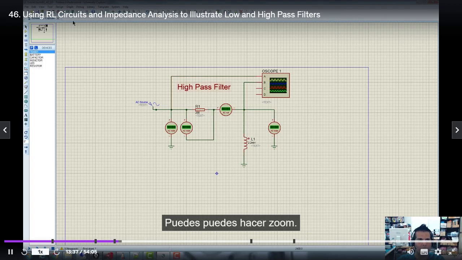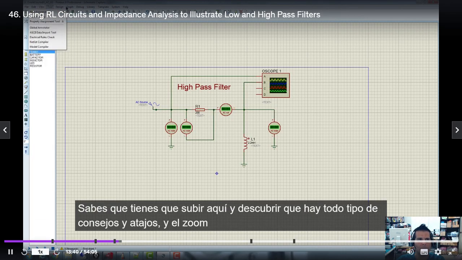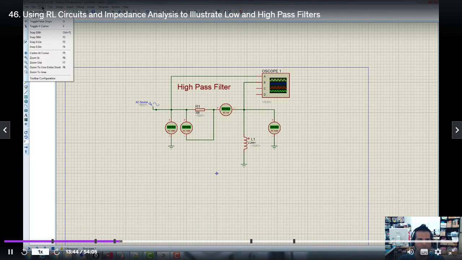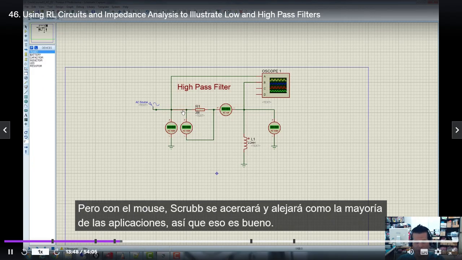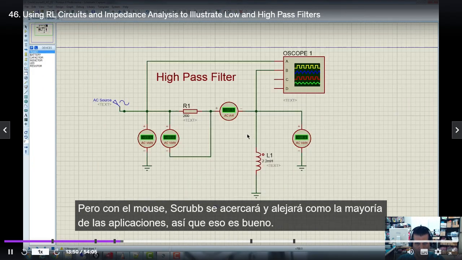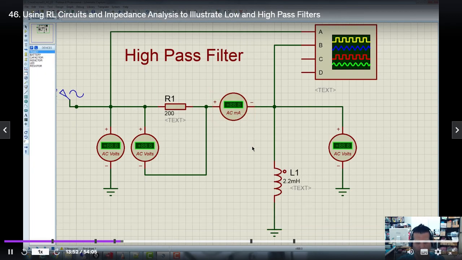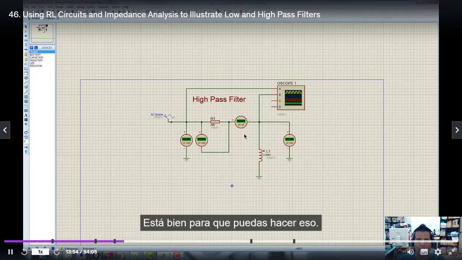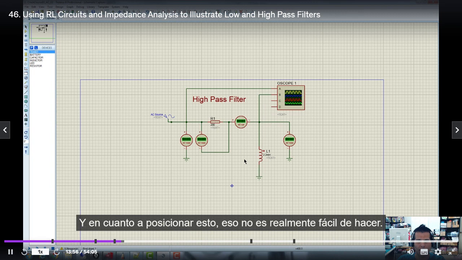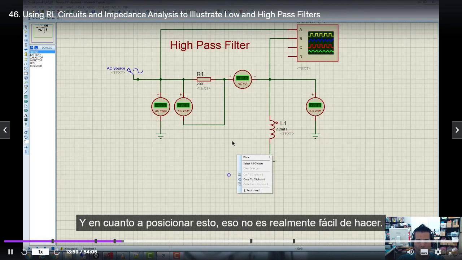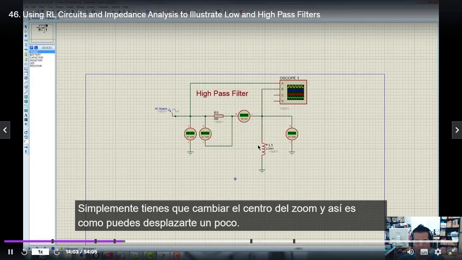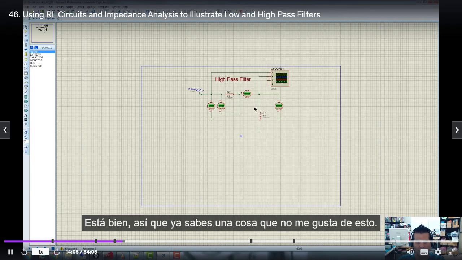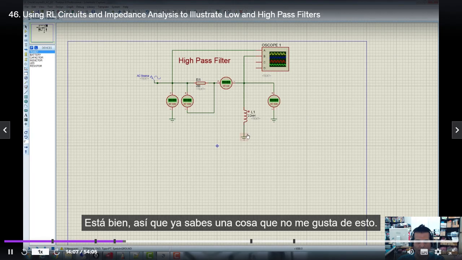So what I'm doing, you can zoom. You've got to go up here and figure it out. There are all kinds of tips and shortcuts and the usual: zoom in, zoom out, F6, F7, all that. But on the mouse, the scroll wheel will zoom in and zoom out like most apps. So that's good. And as far as positioning this, that's not really easy to do. You just kind of have to change the center of zooming, and that's how you can pan around a little bit. All right, so that's one thing that I don't like about this.